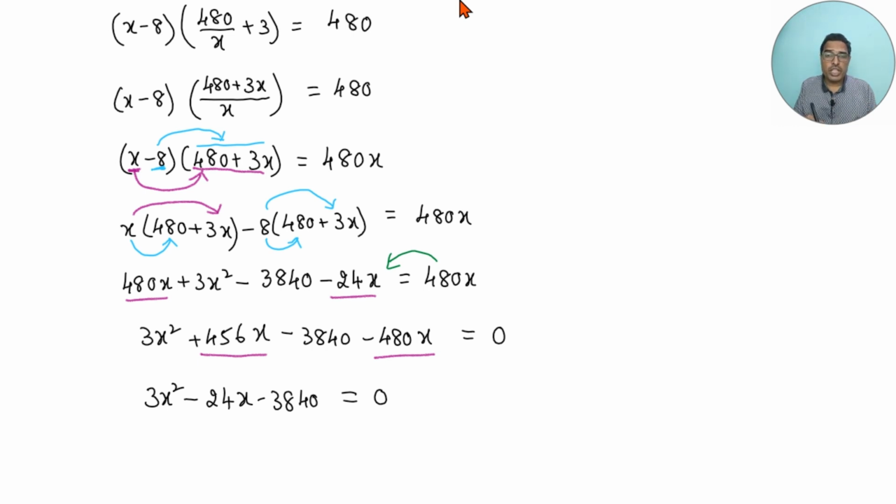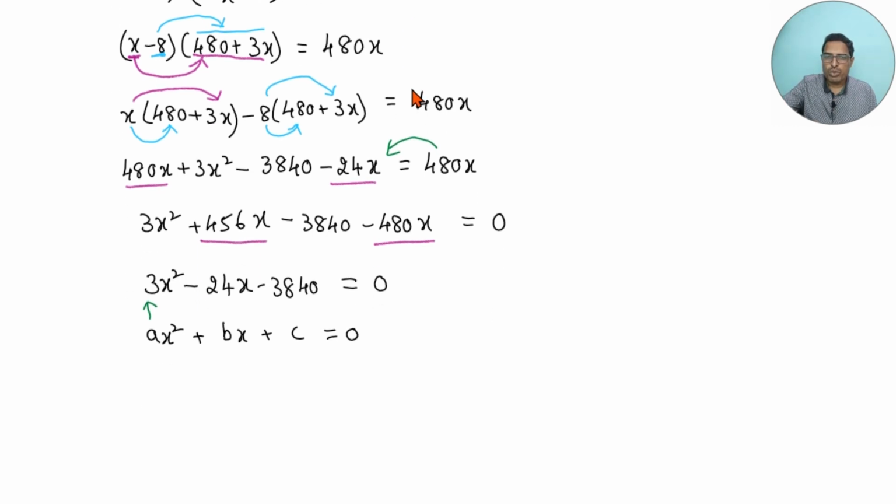Hence we see that this given equation is a quadratic equation which is of the form ax square plus bx plus c equals 0. If you observe over here, the coefficient of x square is nothing but a. So the a value is 3. So let me write down: we have got the value of a to be equal to 3.